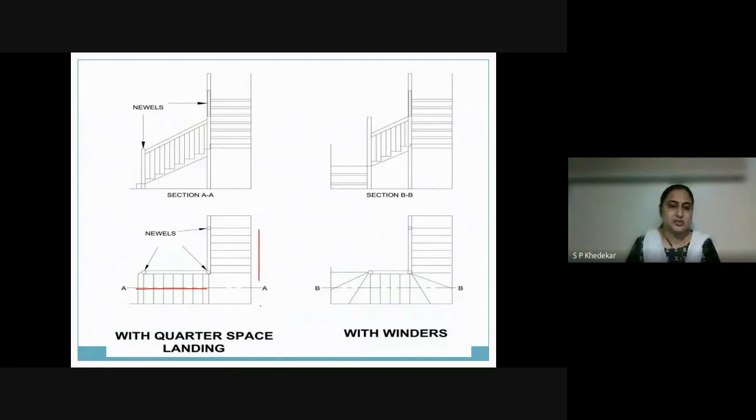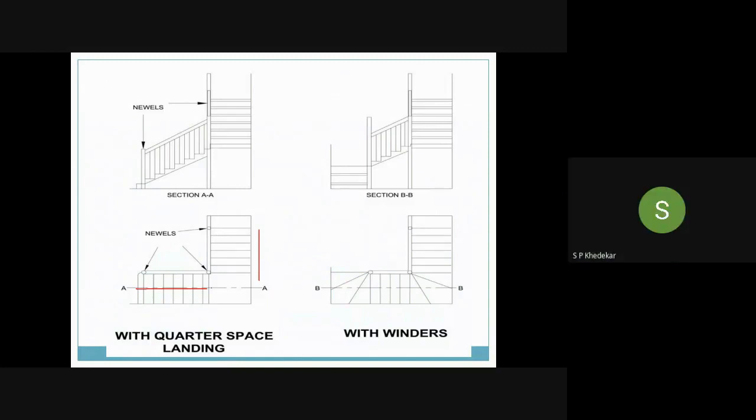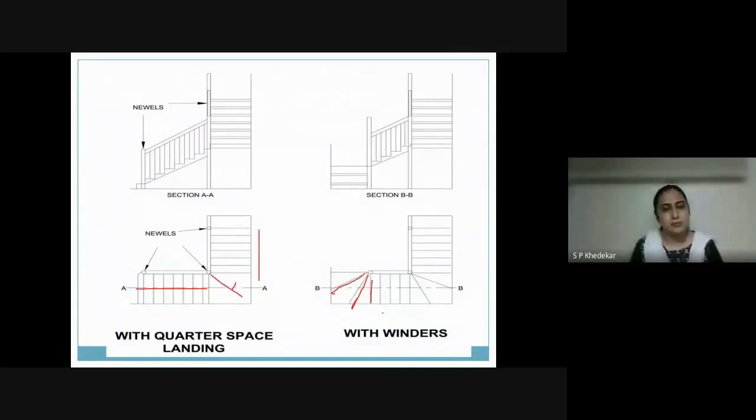So a complete 90-degree turn is there. This is with a quarter space landing, as we can see. Winders means there are steps. Generally, we can provide winders if the number of steps required to climb from one floor to another is more.